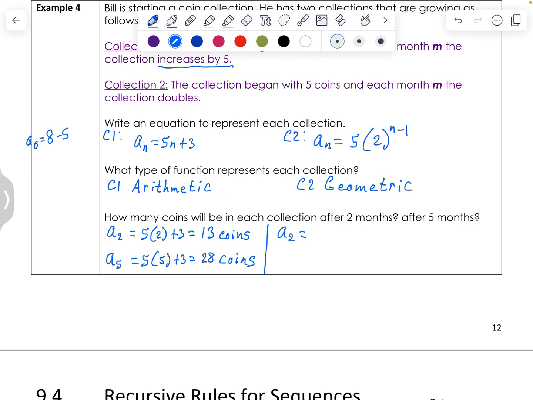The other side would be a sub 2 is 5 times 2 to the 2 minus 1. And that's 5 times 2 to the first power, which is just 10. And then the last one here, a sub 5 would be 5 times 2 to the 5 minus 1. We just saw this earlier. It's 5 times 16, and that just ends up being 80 coins.